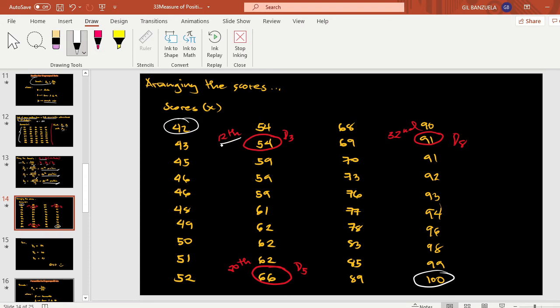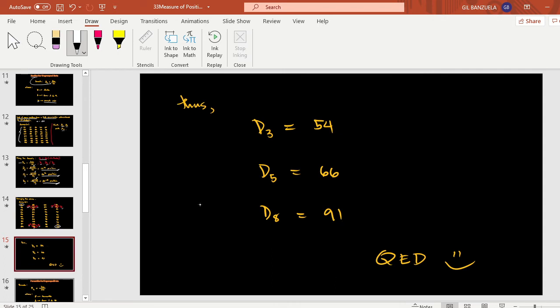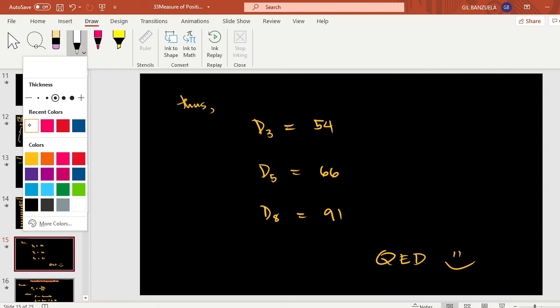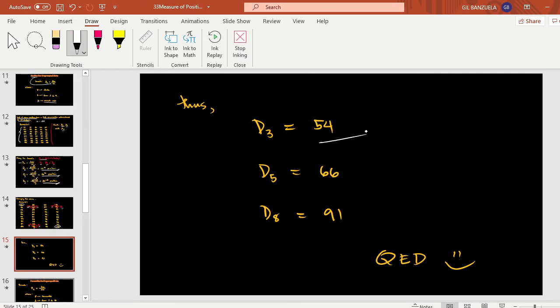Take note that the 12th position is our decile 3, which is 54. Our decile 5 is at the 20th position, which is 66. And our decile 8 is at the 32nd position, which is 91. Thus, decile 3 is 54, decile 5 is 66, and decile 8 is 91. So that's how to get the decile for ungrouped data.